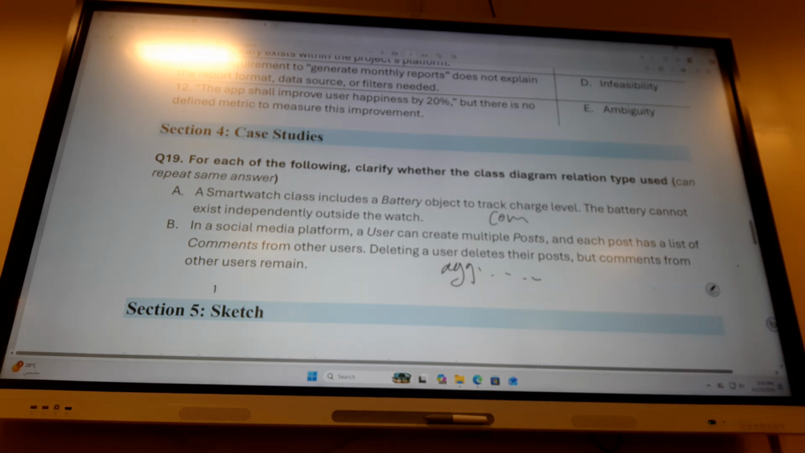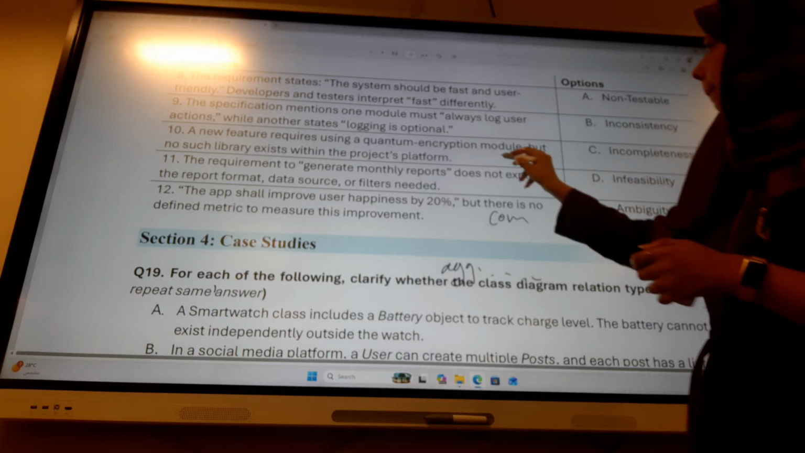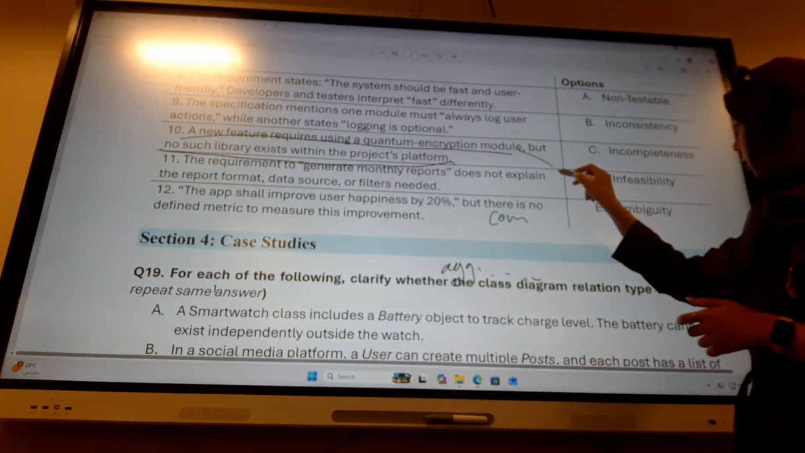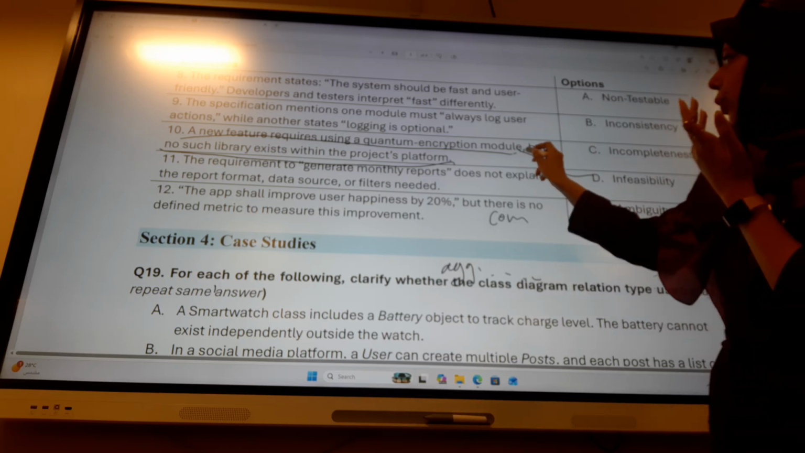In the matching, you have the dependency. Again, which part? This one? In feasibility. Okay, so the battery cannot exist independently. This one? Yes. Okay. So here I'm asking you to use a module.